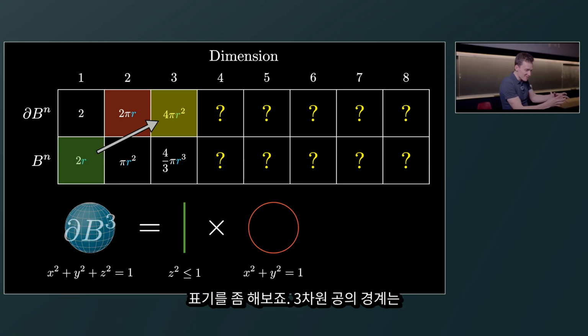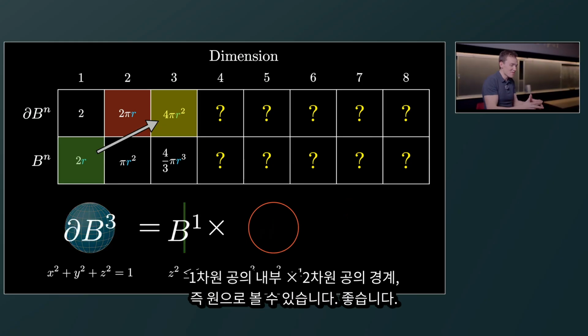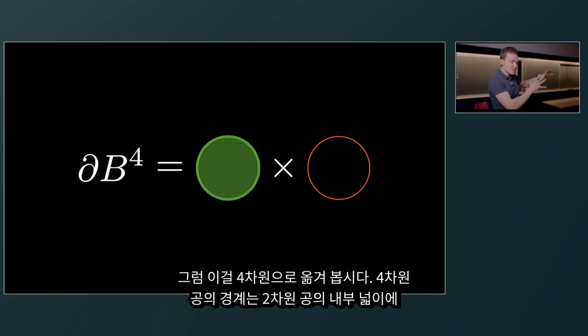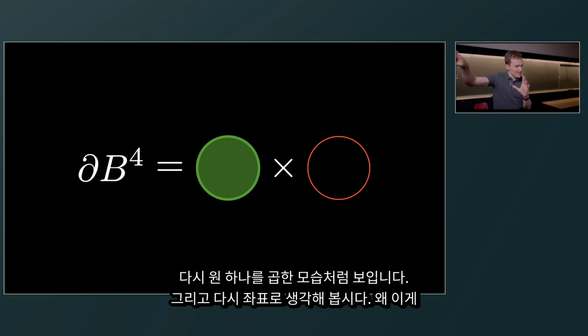We could say the boundary of a 3-dimensional ball looks like the interior of a 1-dimensional ball times the boundary of a 2-dimensional ball, just a circle. Okay, I take that. Here's what it looks like in 4 dimensions. We're going to say the boundary of a 4-dimensional ball is going to look like multiplying the area of the interior of a 2-dimensional ball by a circle again.